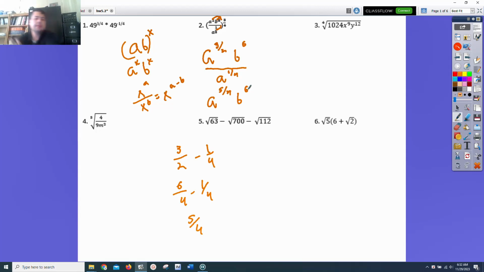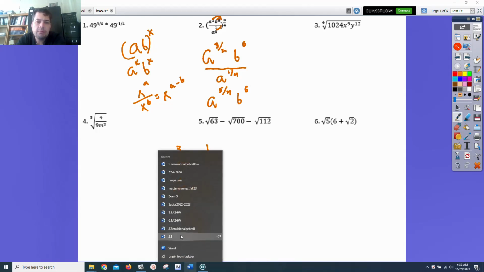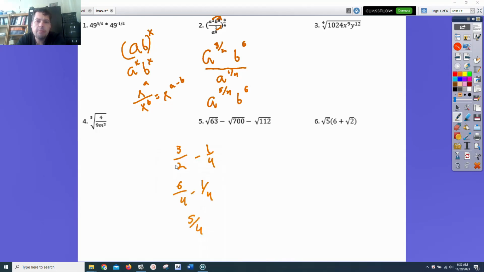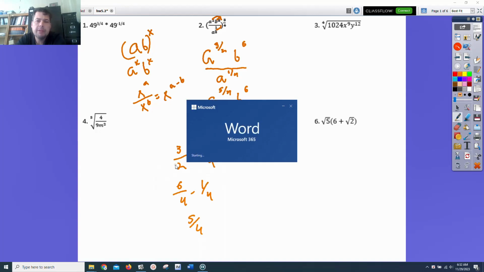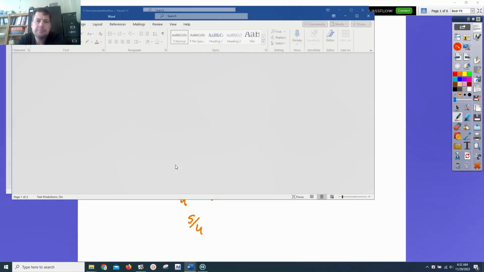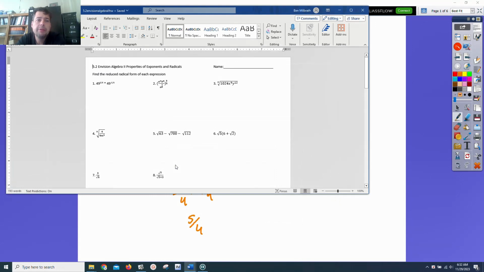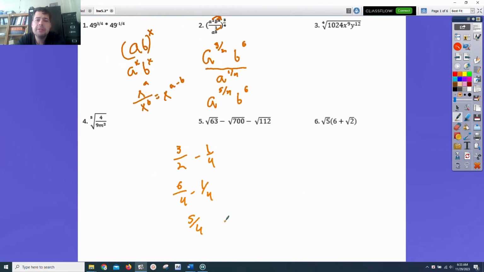I'm going to glance at something real quick. I think the instruction set was to write this as a radical. I have the problems down, but I forgot to keep the instruction set. Find the reduced radical form of each expression. Yes, it is. All right, well, b to the 6th doesn't require a radical. B to the 6th is simply b to the 6th. 5/4 is going to be the 5th root of a to the 4th.